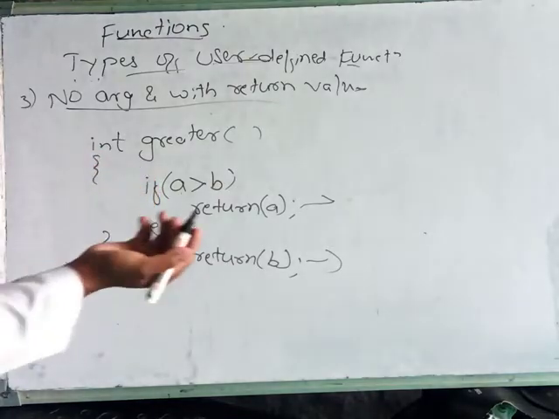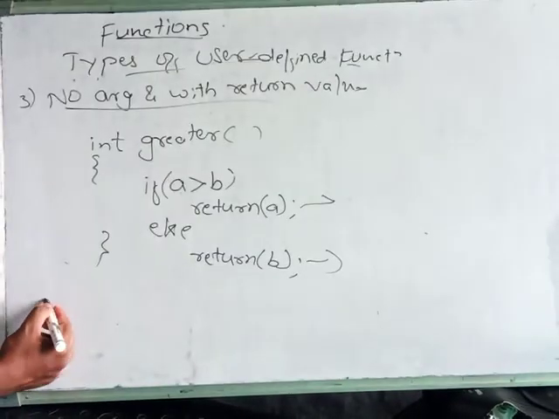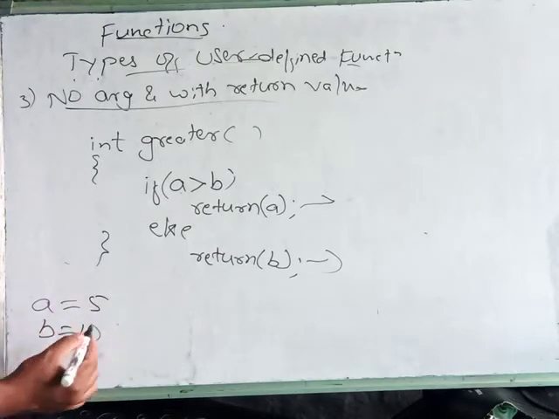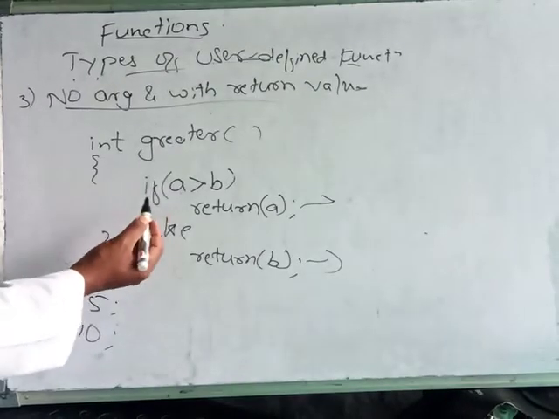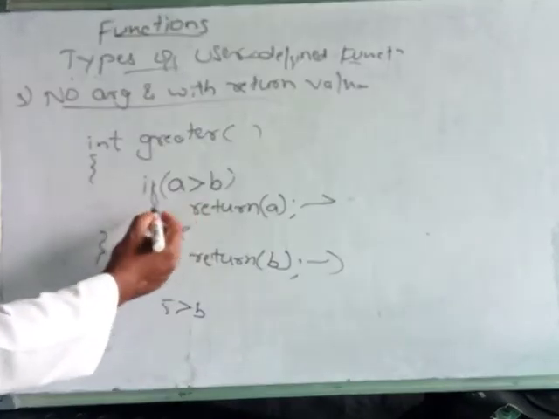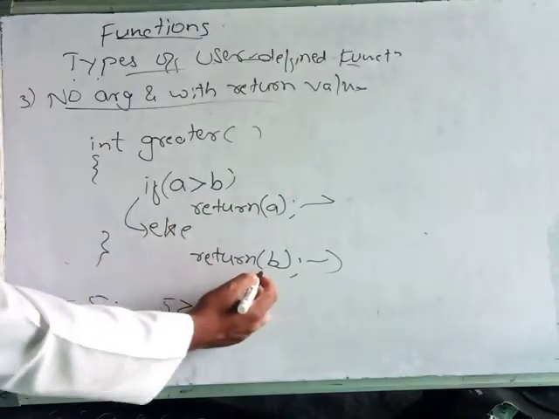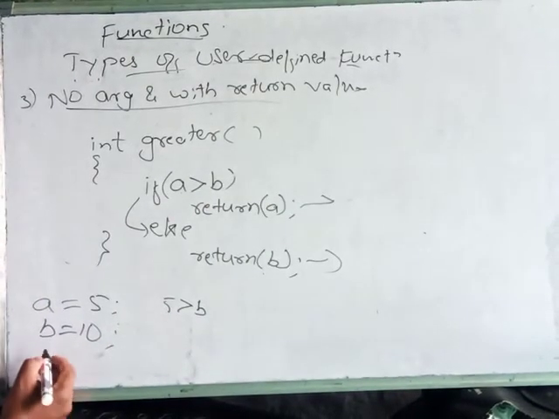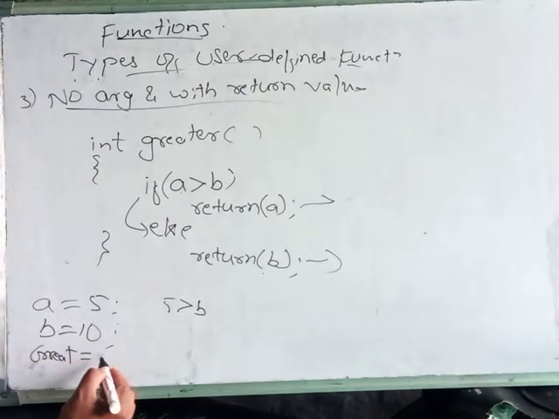Clear? See, for example, in global variables, we are giving a is equal to 5, b is equal to 10. These are the values given to a and b. It will come here. It will check if a is greater than b. 5 is greater than b? No, it is false. It will come to the else part. It will return value b. Here, if we write the statement of the function, maybe like this: great is equal to greater.